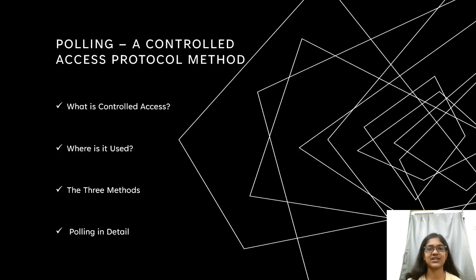So what is polling? Polling is a technique used in computer networking that helps devices take turns while sharing data on a network. It's kind of like passing a talking stick. The person with the talking stick gets to speak, right? Similarly, the person who gets selected during a poll will have the chance to send or receive data.